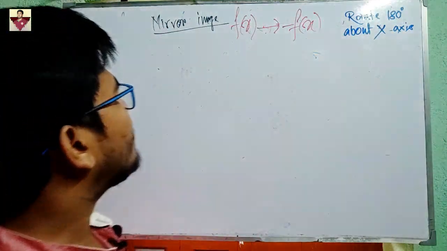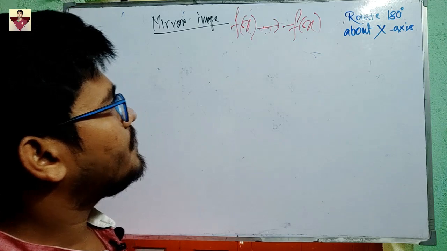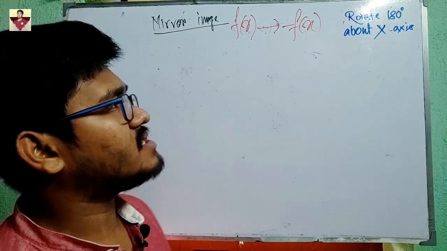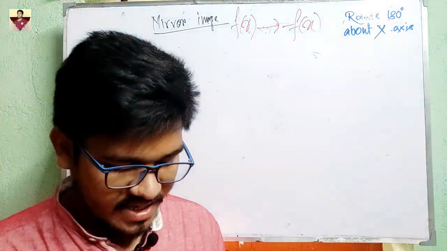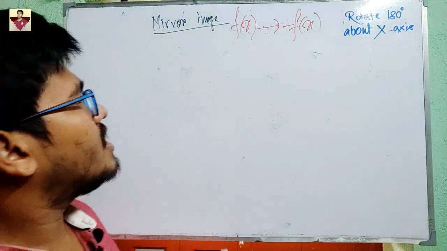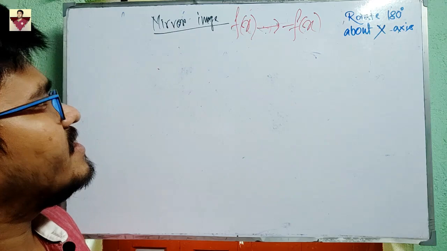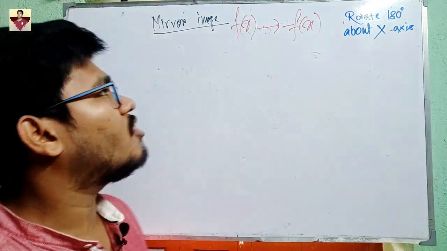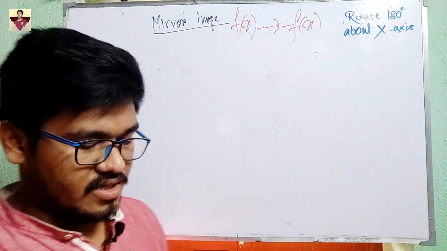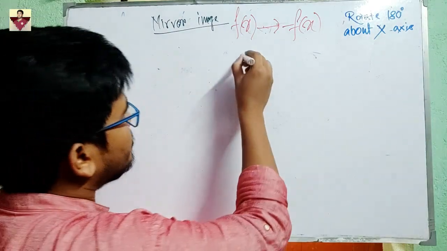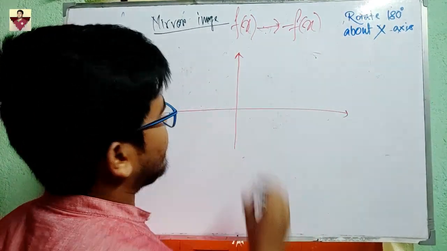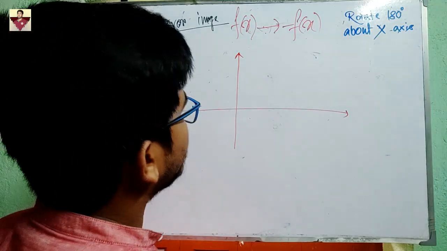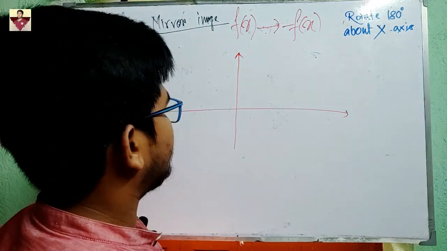But this mirror image will be drawn about the x-axis, or you can imagine the graph to be rotated 180 degree about the x-axis. So when you know the function f(x) and you want to plot minus of f(x), then all you need to do is invert your image about the x-axis. So the mirror image will be inverted about the x-axis.